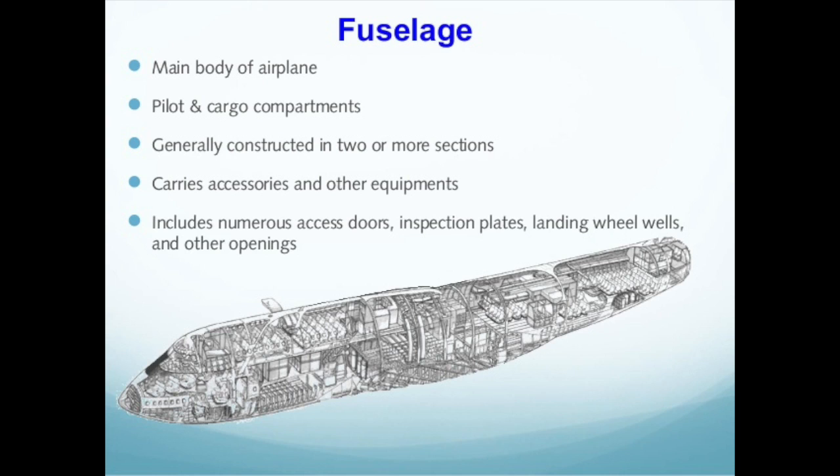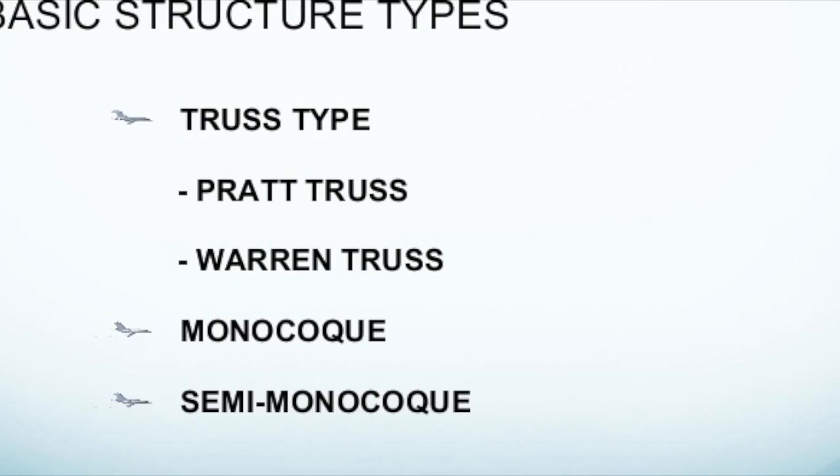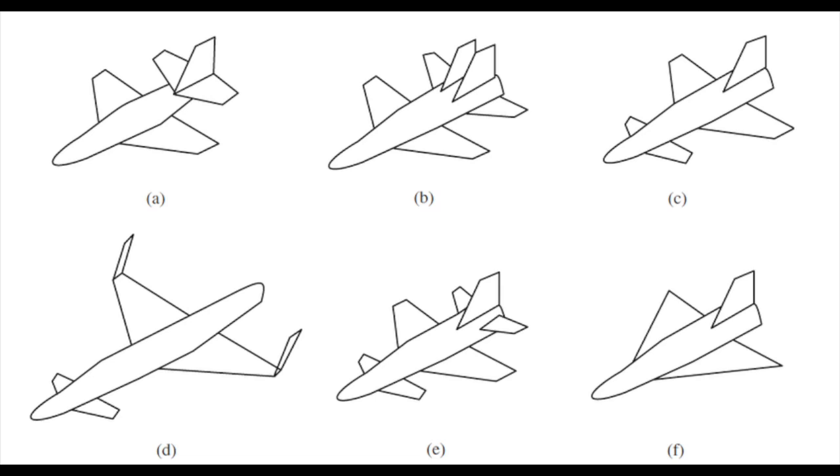Second one is fuselage. It can be single fuselage, or pod and boom, with the horizontal tail placed between two booms coming out of the wing. The third one is horizontal stabilizer. It is located behind the wing. And another one is no horizontal stabilizer, known as tailless. It can be controlled by aileron.